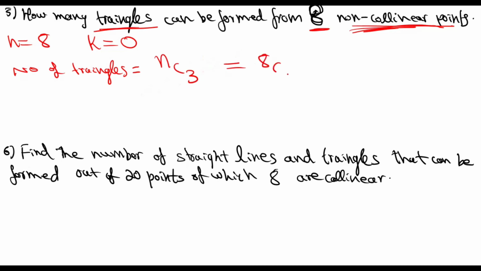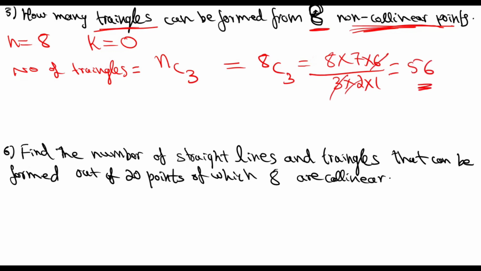That's equal to 8C3. It's equal to 8 into 7 into 6 divided by 3 into 2 into 1. Simplify this one. 3 2s are 6, 6 gets cancelled, 8 7s are 56. So number of triangles from 8 non-collinear points is equal to 56.